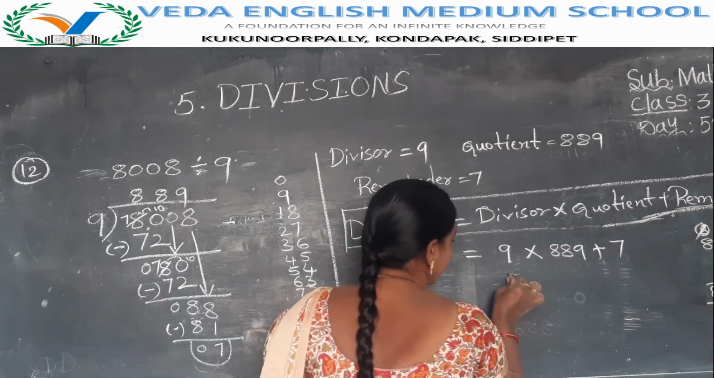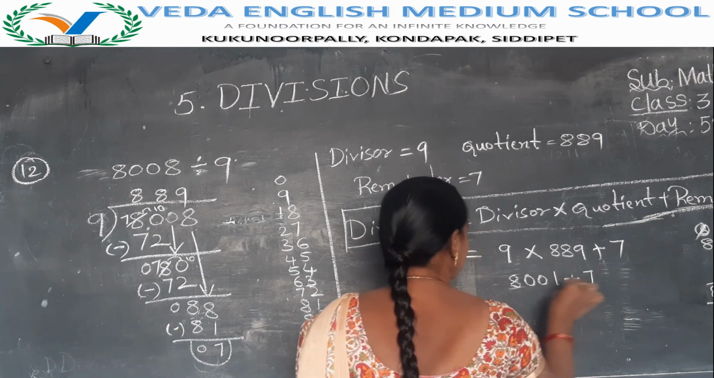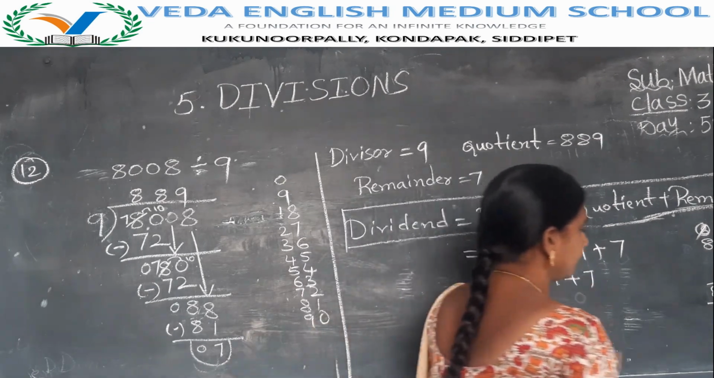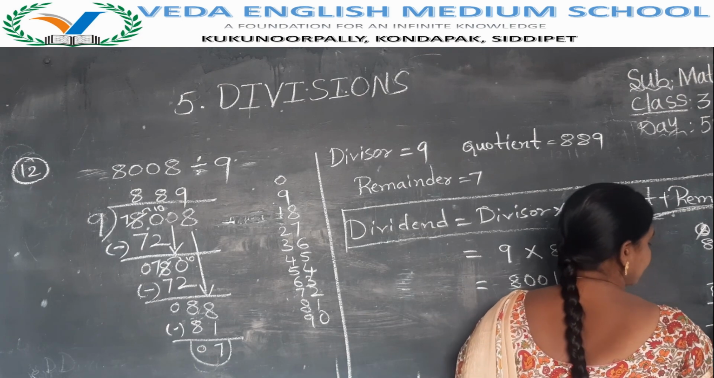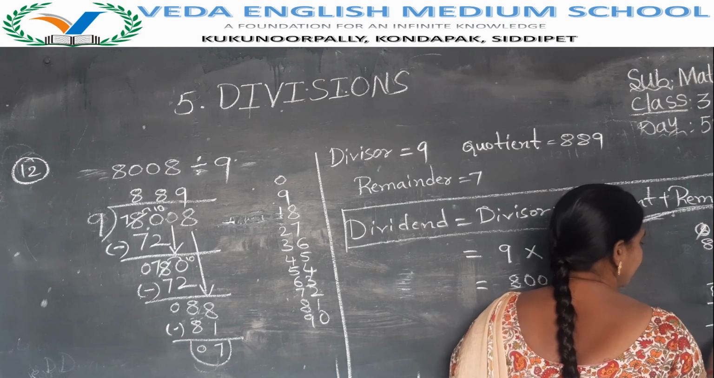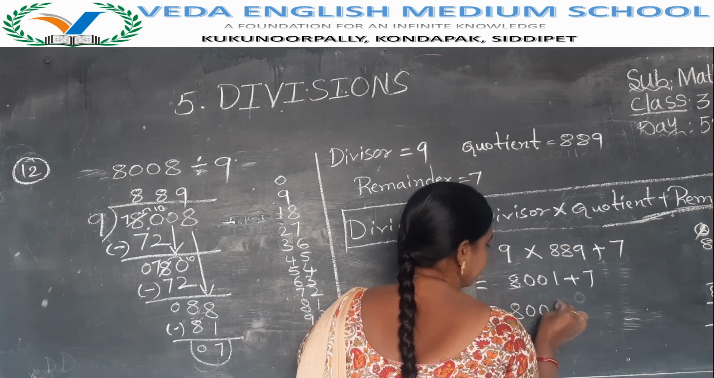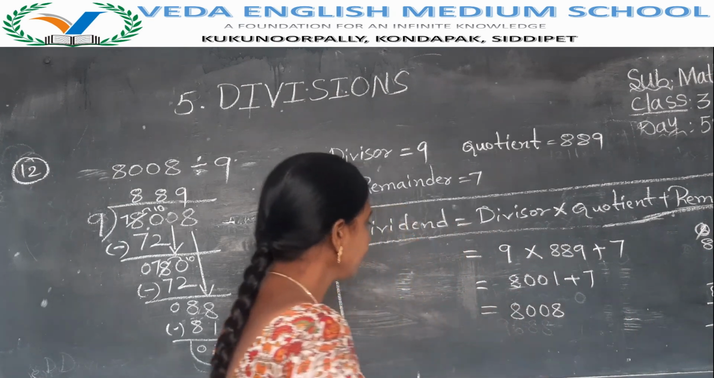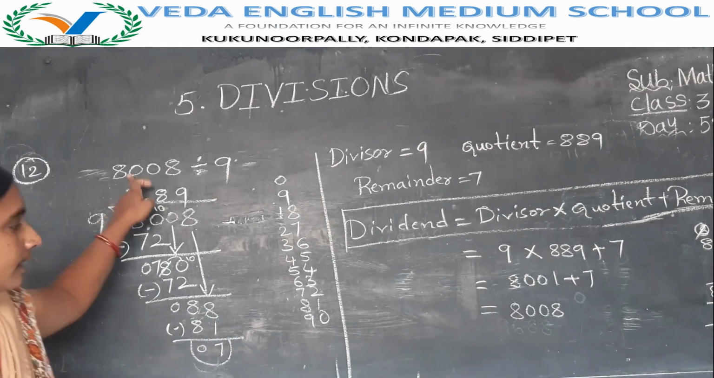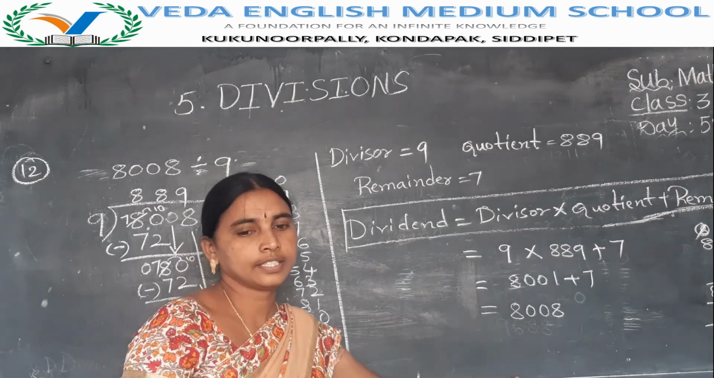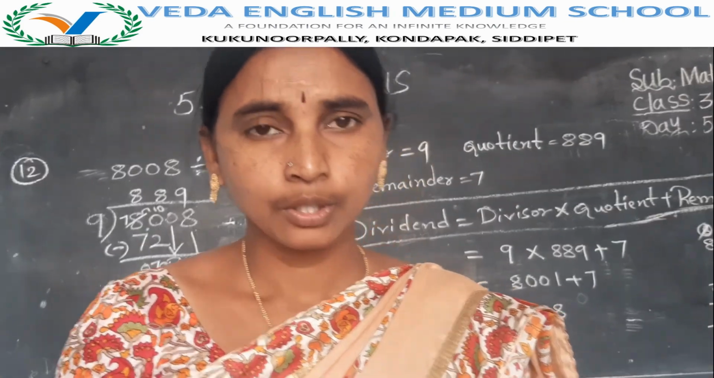So now 8001 plus 7. Now add this 7. 1 plus 7 is 8. 0, 0, 8. So 8008. Okay children, we got the dividend. Here how much is the dividend? 8008. Okay children, write in your notes and practice well. Okay children, bye children.